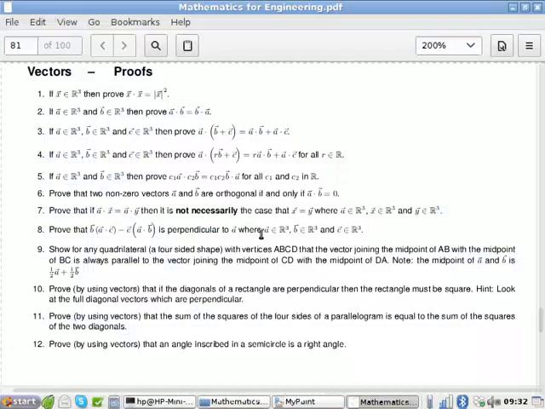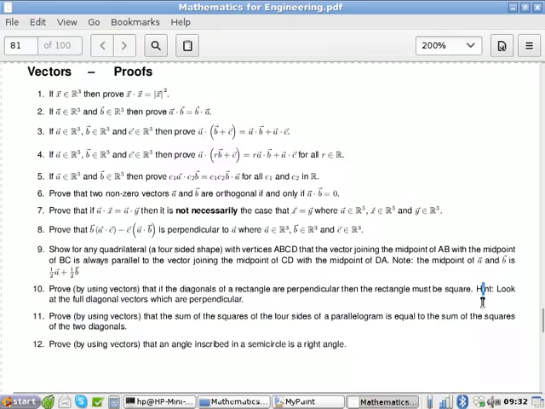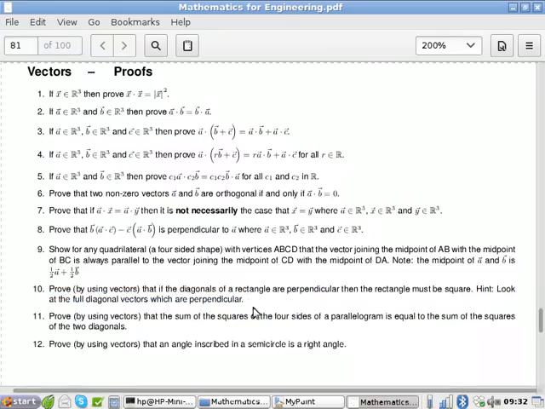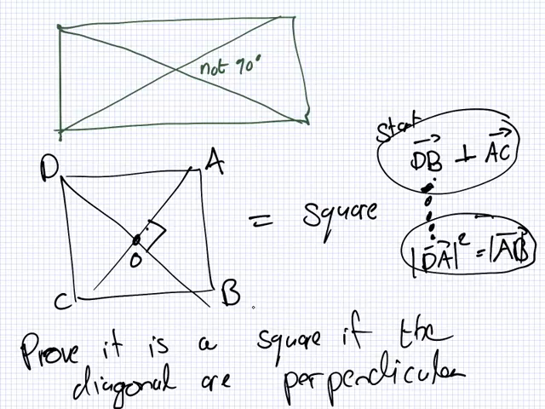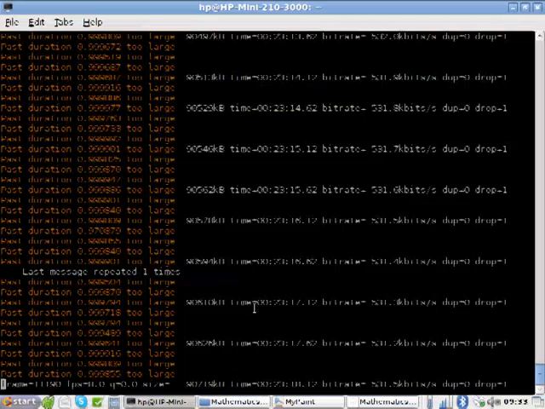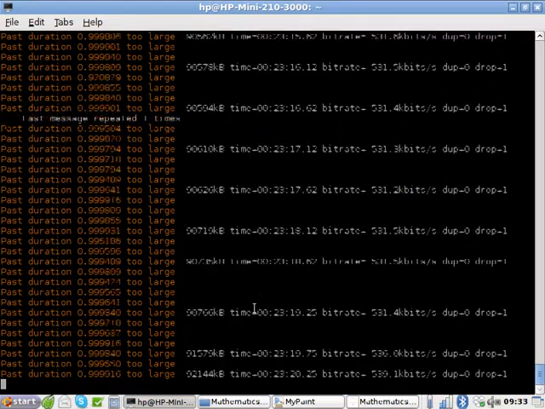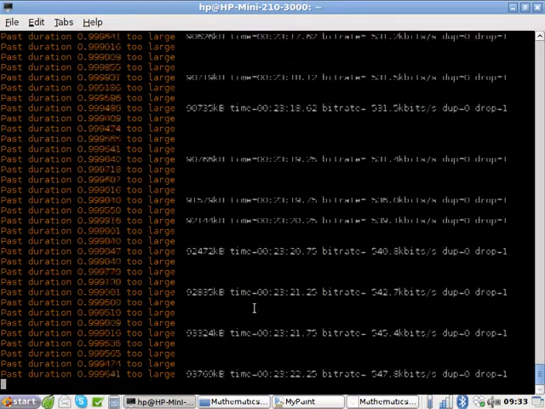Now, I wonder if I give you a hint. Hint. Look at the diagonals which are perpendicular. Yeah. Nearly the same, not much different, yeah. Okay, let me close this, and then when you're ready, we'll have a look at the answers. Okay, so those two now.